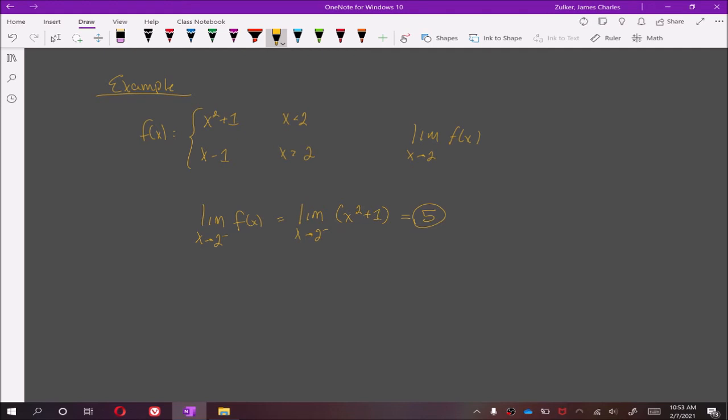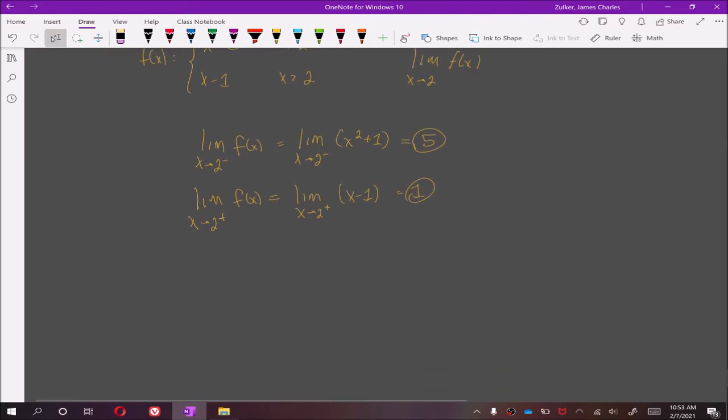If we now look at the limit as x approaches 2 from the right, that means that all the values are going to be larger than 2. So we're taking the limit of x minus 1. That is 1. Now notice that these are not equal. Therefore, the limit as x approaches 2 of f of x does not exist.